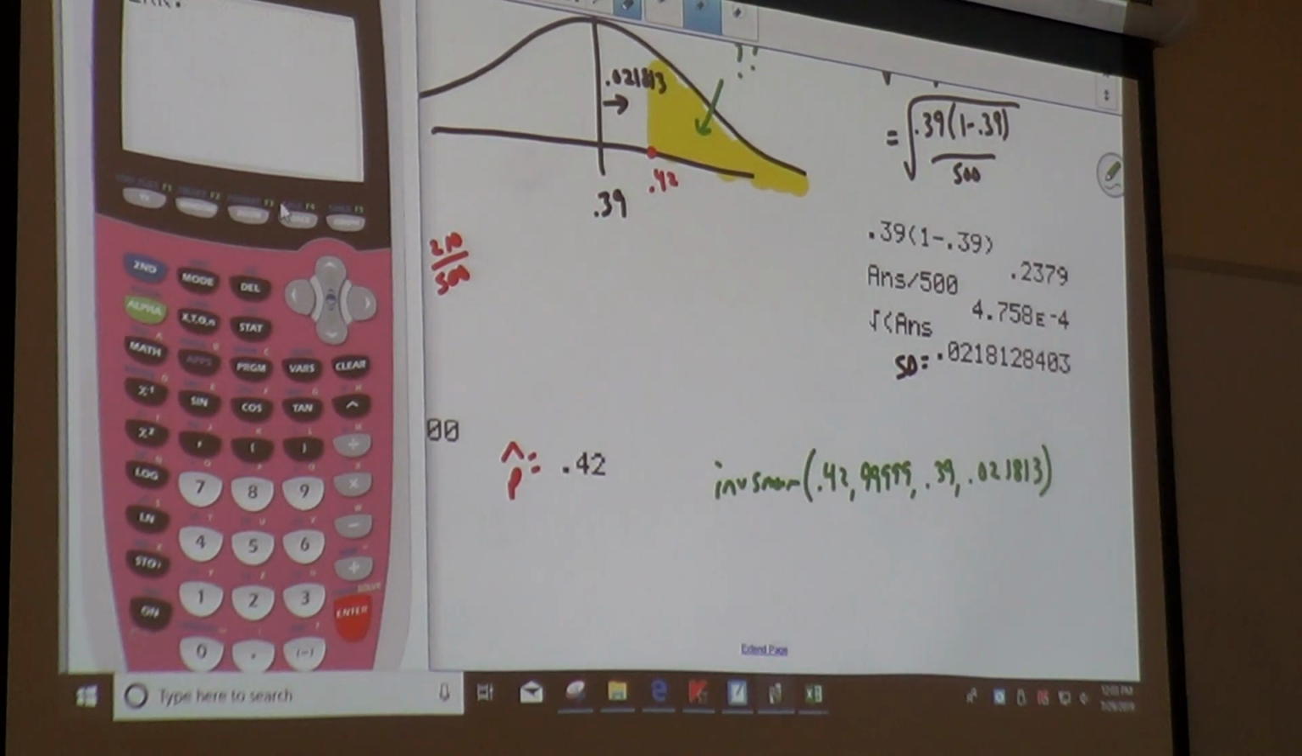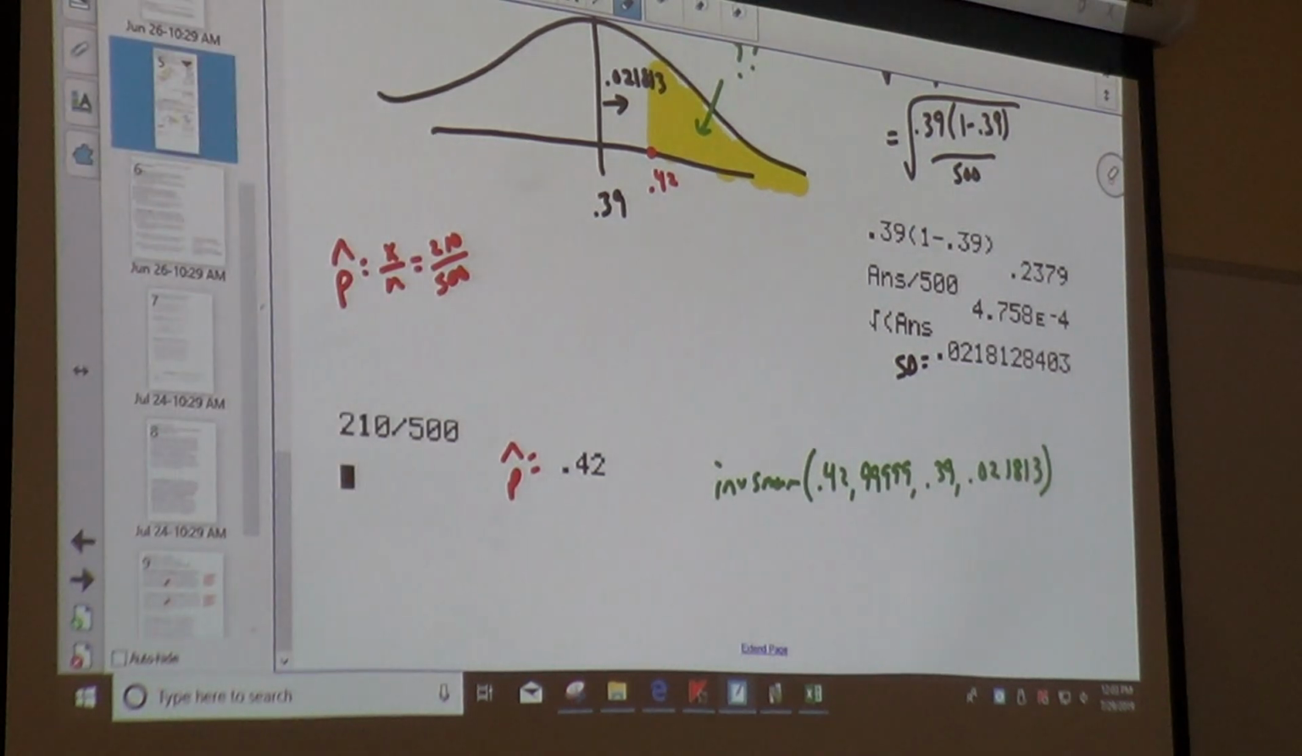It's normal CDF. I did inverse norm instead of normal CDF. What am I thinking? Is that supposed to be 0.02181? Adding the extra number changes it. Yeah, it seems like it does. But the good news is, I don't know why I did inverse norm.